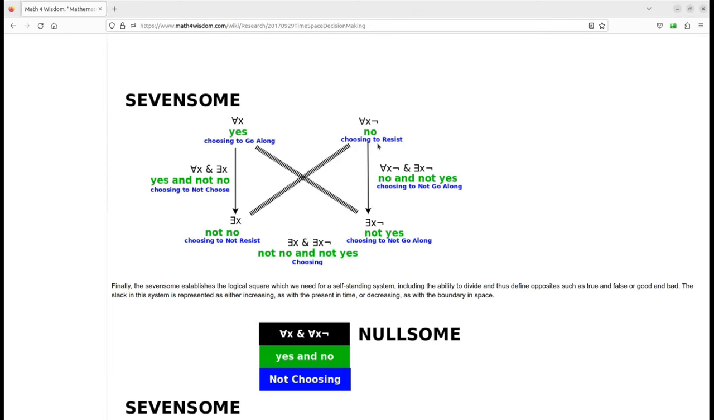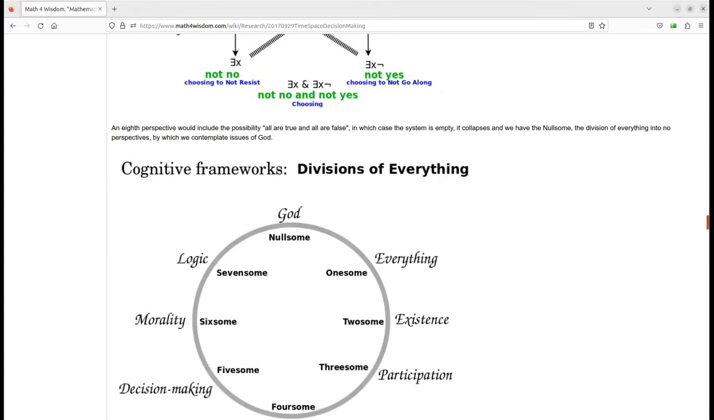What I'm describing with these divisions of everything that I've been documenting is how you might start from a state of contradiction and add premises, premises, premises until you get a very fragile but fascinating self-consistent logical system where you can distinguish between yes and no and things like that, almost like constructing a division. But if you add an eighth perspective in this logical square, let's say all are good and all are bad, then it just collapses, because if everything is good and everything is bad, then the distinction means nothing, or simply the system is empty. If the system is empty, then you have nothing. So it all collapses.